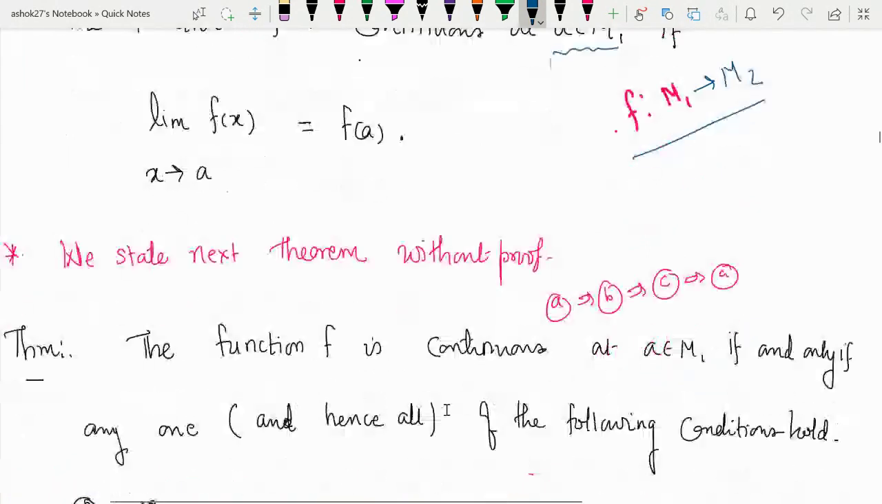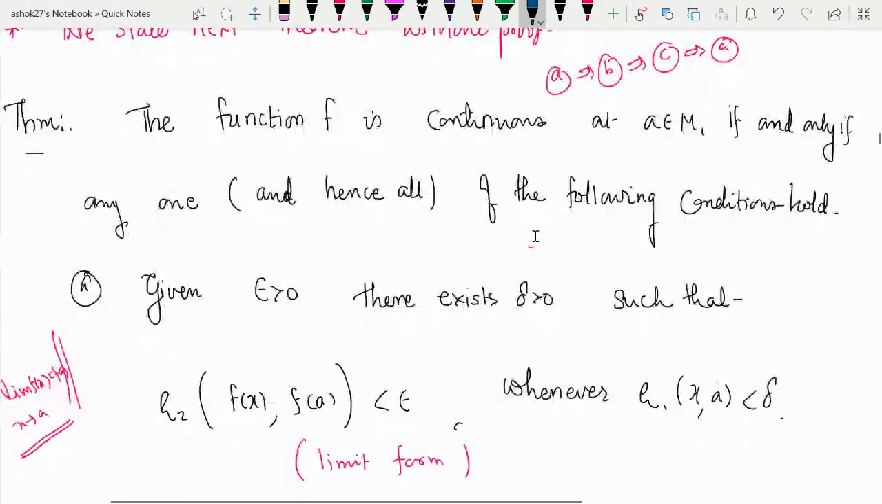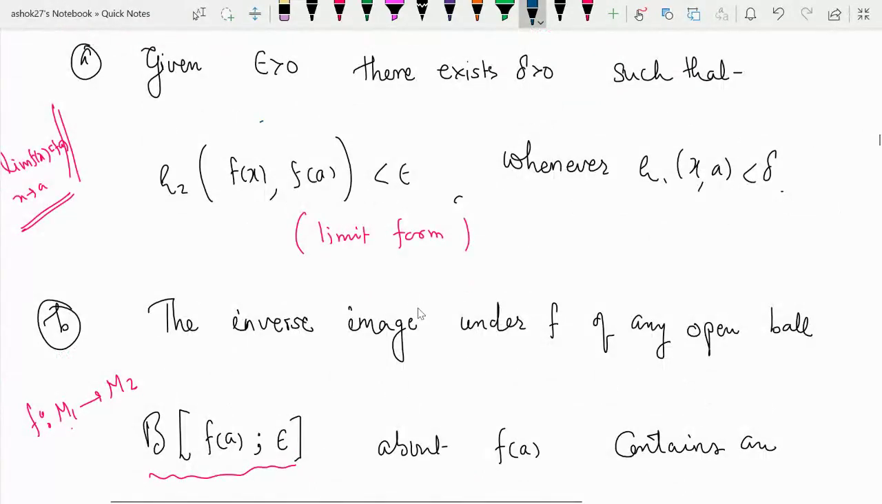So we take the next theorem. We stated this theorem already, and we state it without proof. This theorem provides alternate definitions of continuous function at a point. So this theorem contains three definitions of continuity at a point. The function f is continuous at a belonging to M1 if and only if all of the following conditions hold. The first condition is that given epsilon strictly greater than 0, there exists delta greater than 0 such that rho 2 of (f(x), f(a)) is strictly less than epsilon whenever rho 1 of (x, a) is strictly less than delta. So this is the limit form definition of continuity. We just write it in epsilon-delta form.